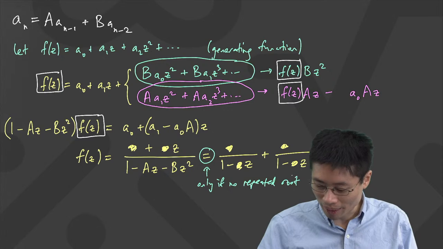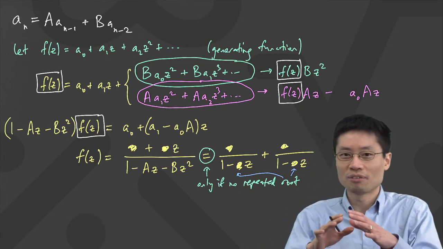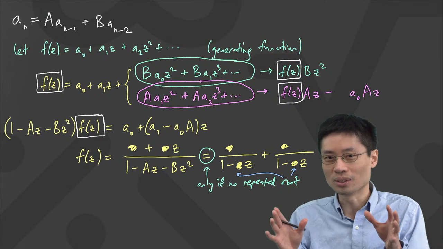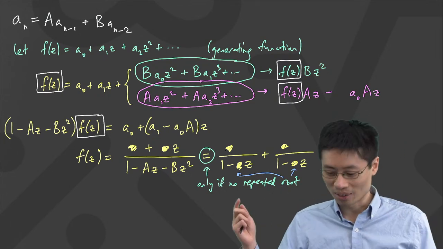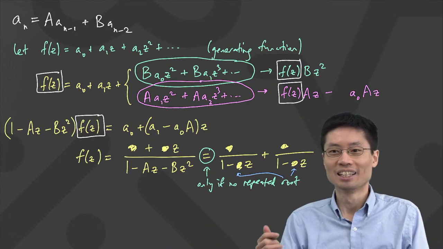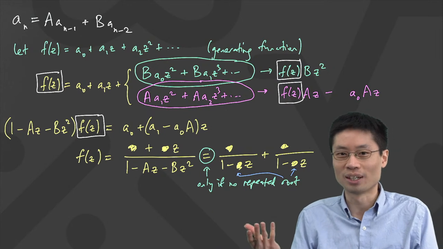Now, what do we mean by root? I haven't even talked about what a root is yet. We'll have to talk about these things, these two blobs. It should feel very similar to what we had been doing of this issue of repeated roots that we had before. Also, when you look at this, you should be like, my gosh, 1 minus az minus bz squared. That looks like it must have something to do with that polynomial we had before.